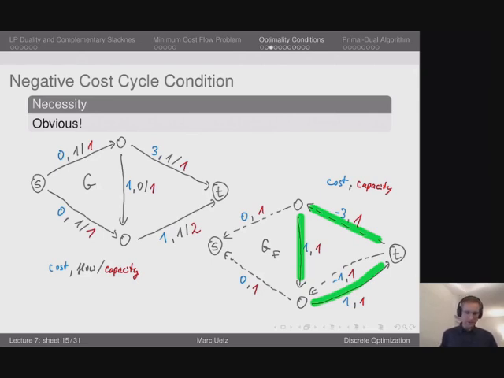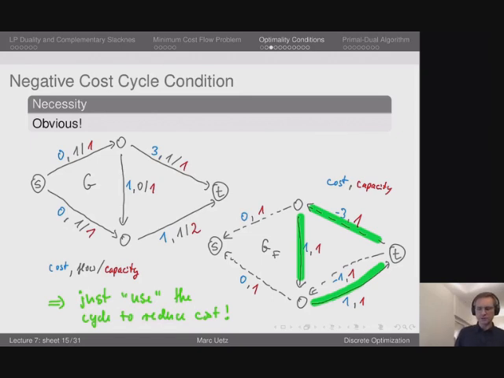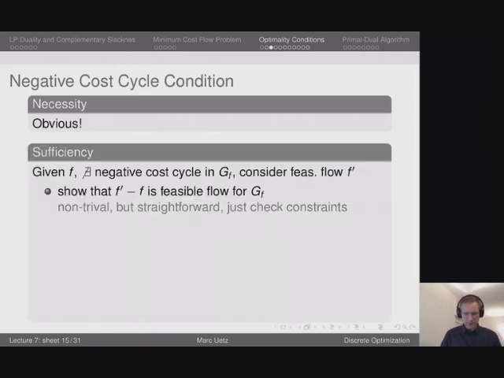Okay, so as I said, necessity is indeed obvious, and this is just once again an example to see how that works. So indeed, we just use this negative cost cycle to reduce the costs if they are present. By the way, this already gives rise to an algorithm, but I will come back to that a little bit later. Now, the condition that the residual graph has no negative cost cycle is also a sufficient condition. And to that end, we have to give a proof as well.